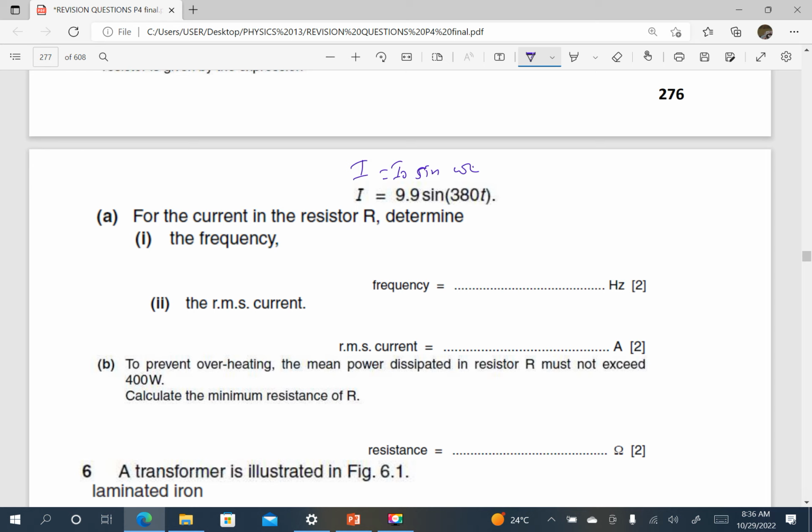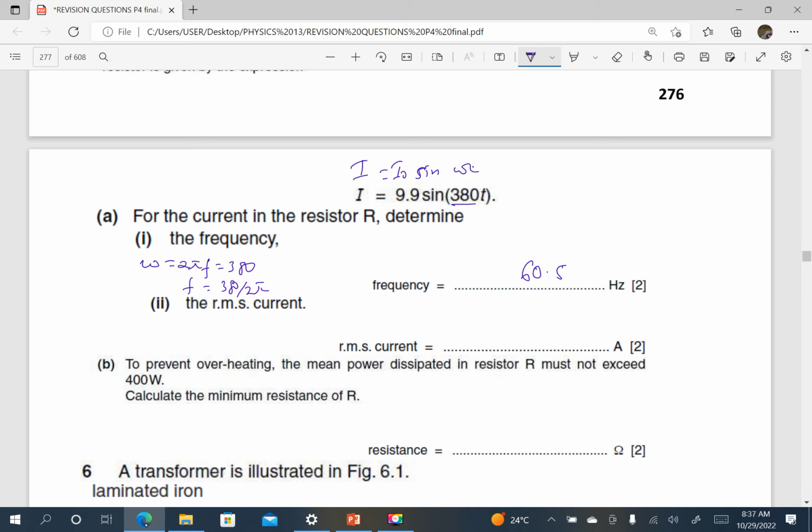So you see omega is 380, and we know that omega is 2 pi f, which is 380. So frequency is going to be 380 divided by 2 pi. I press my calculator, 380 divided by 2 pi. That is 60.5 hertz. So that is 60.5 hertz.